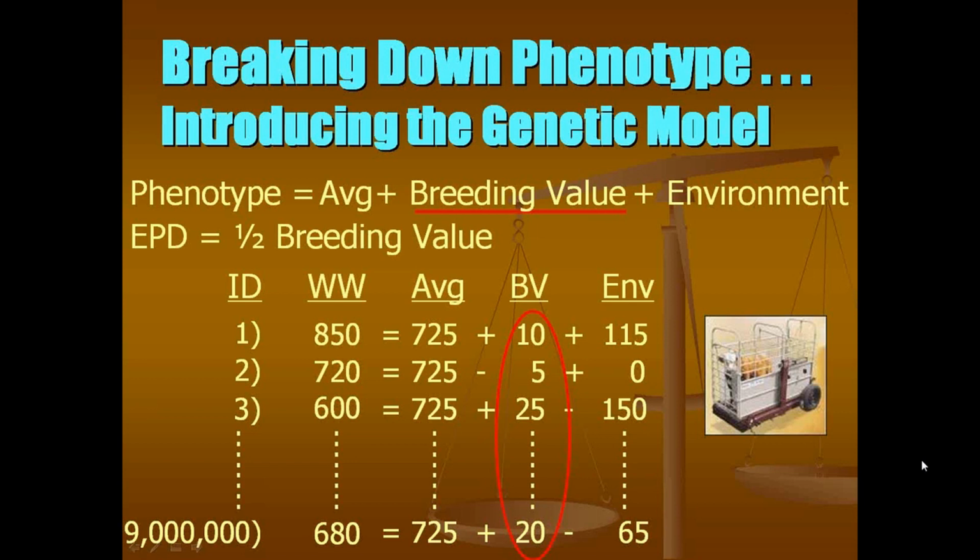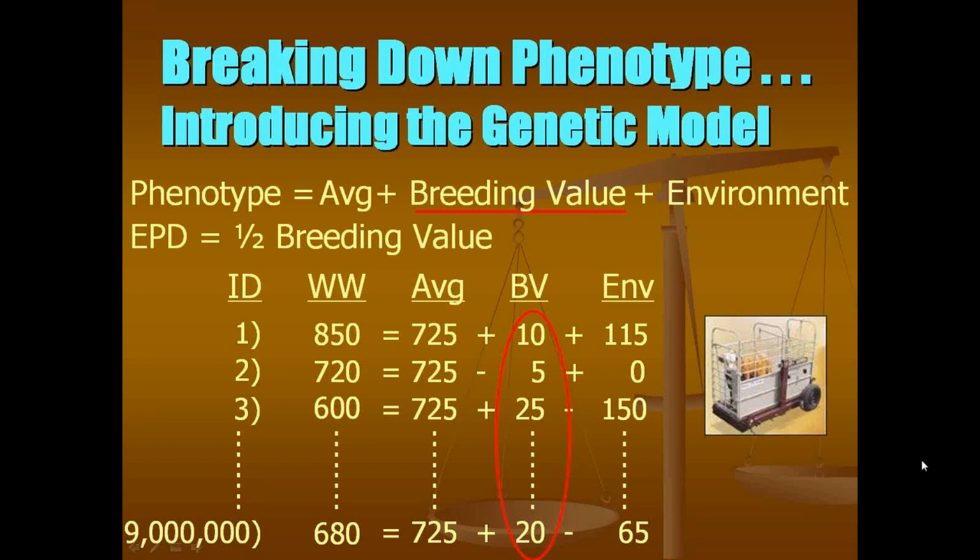But when that animal becomes a parent, it passes on a sample half of those genes, just a sample half, to its calves, and that's why, if we're assessing the value of an animal as a parent, the EPD of the animal, we cut that breeding value in half, because we're just dealing with a sample half of those genes. So if we know an animal's breeding value, we can get its EPD simply by cutting it in half.